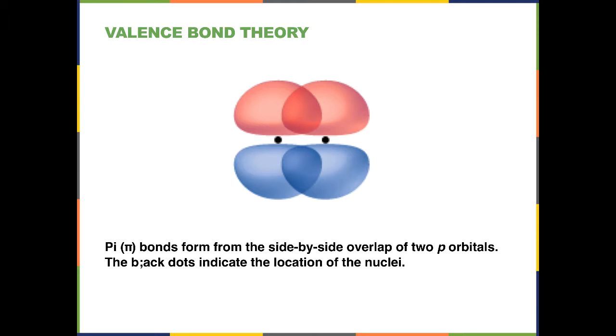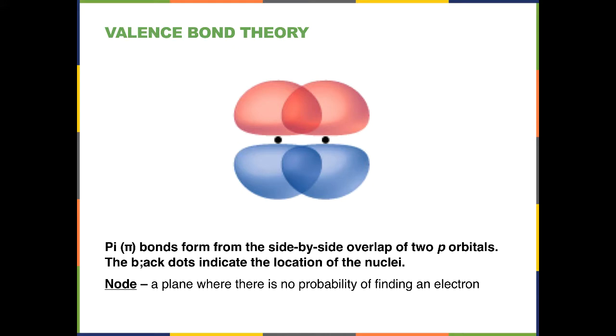Now, the pi bonds occur when you have two orbitals that are beside each other, and they overlap side to side. For example, let's just say these are in the y-axis, both of these. And they're not end-to-end overlapping, but they're side-to-side overlapping. And again, the black dots represent the location of the nuclei. A node is a plane where there is no probability of finding an electron. And in this diagram, this would be the white space in between the two dots.